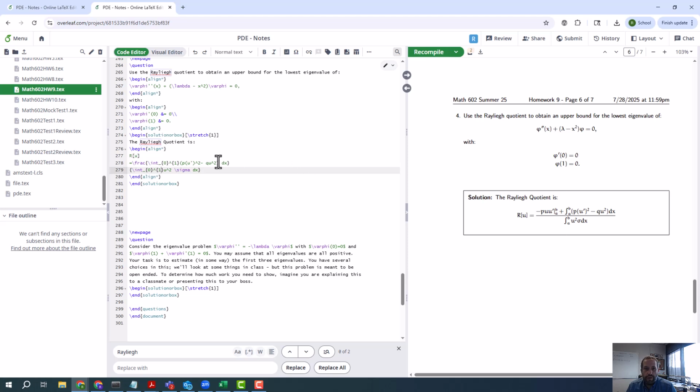Phi double prime, so p is just going to be equal to 1, so I can get rid of the p. Now, what is q? Well, q is going to be equal to minus x squared. Remember, it's phi double prime plus q phi. So q is going to be minus x squared, so we're going to have plus x squared. And then sigma, that's the thing multiplying lambda, so sigma is just going to be equal to 1. And so we have this.